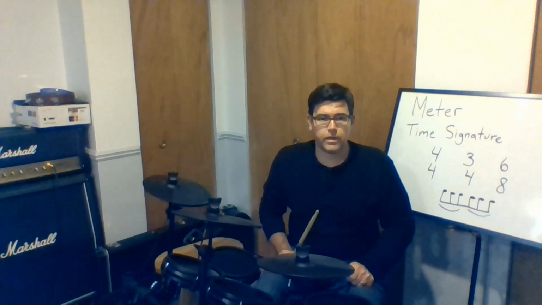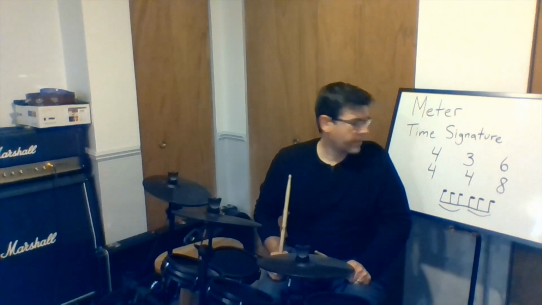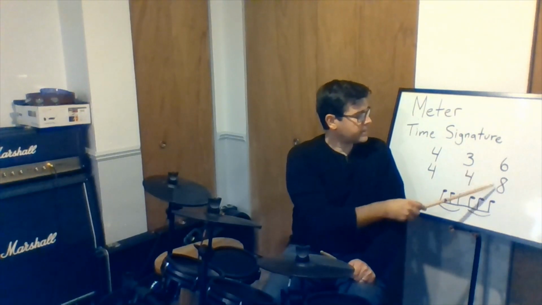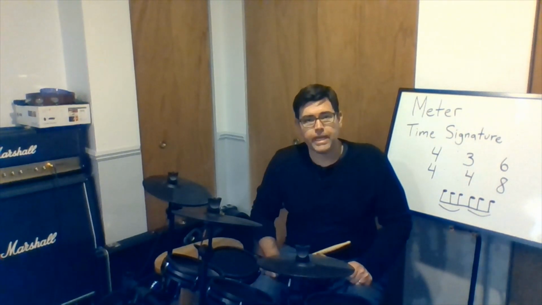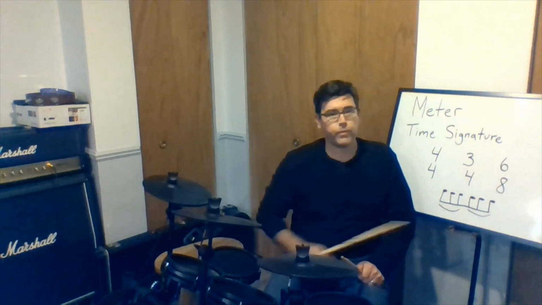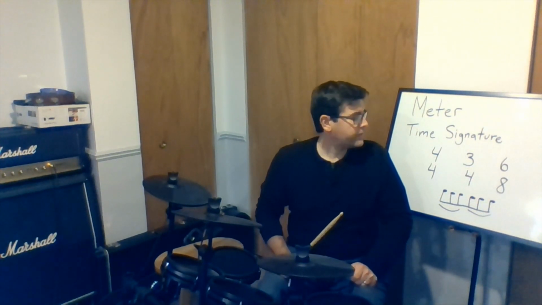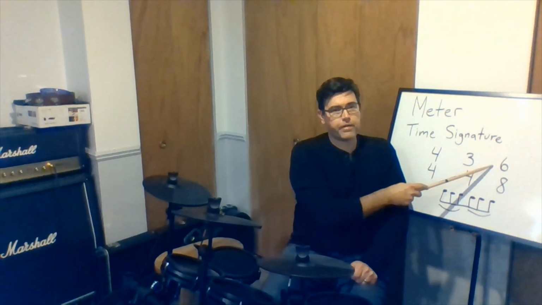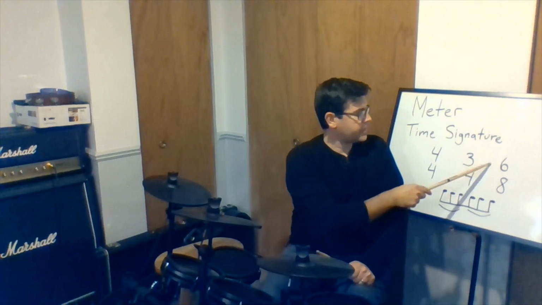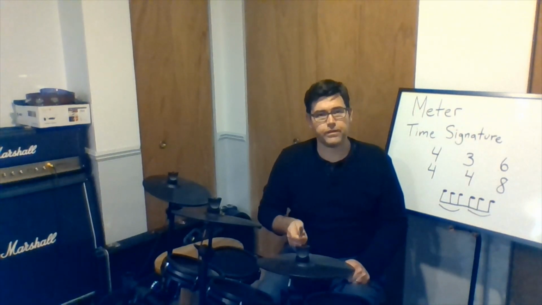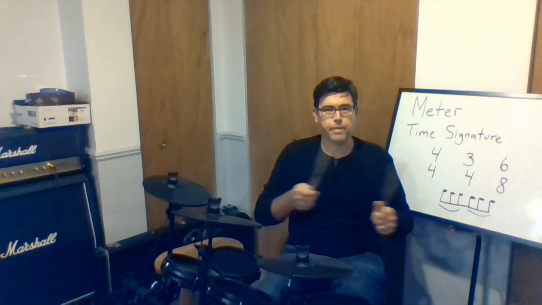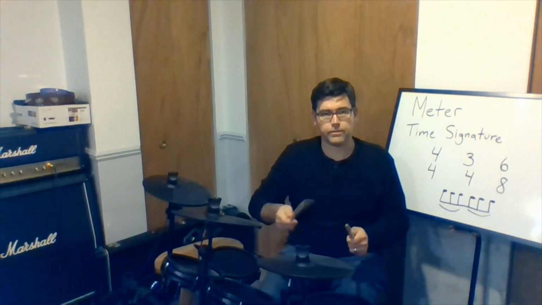Alright, this is one more complicated bit of information, but I think you can handle this. Going back to 6/8. Whenever you have an 8 on the bottom and the top is a multiple of 3, if you divide that top number by 3, it tells you how many real beats are in the measure. So if we're in 6/8, you don't really feel the eighth note as the beat. What you feel is 2 beats that have 3 eighth notes each.